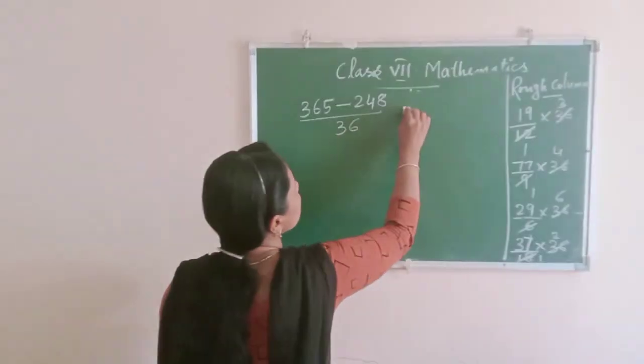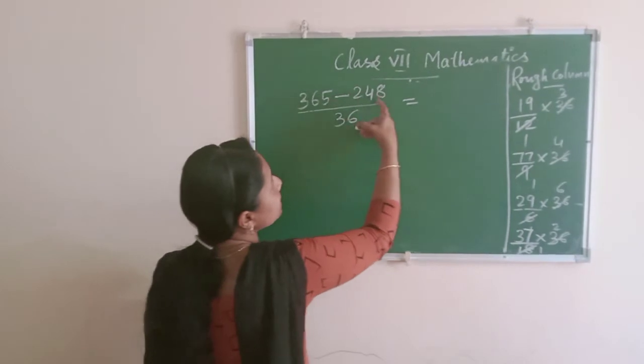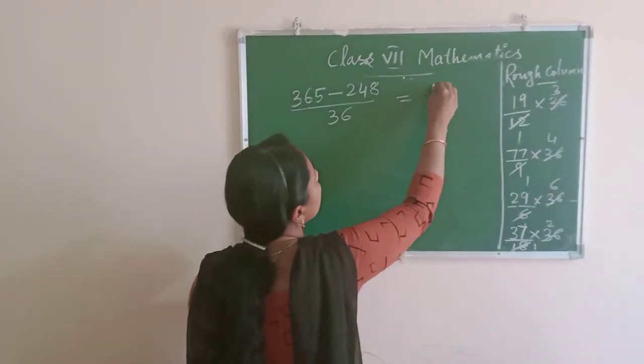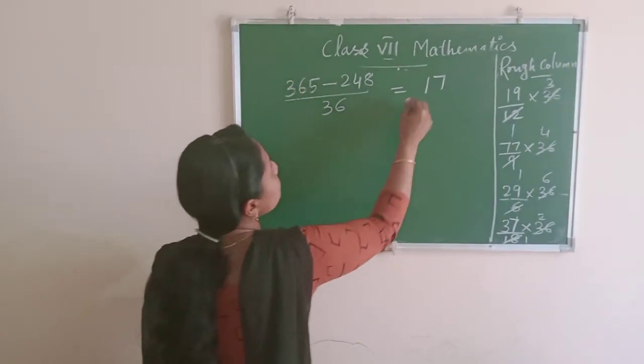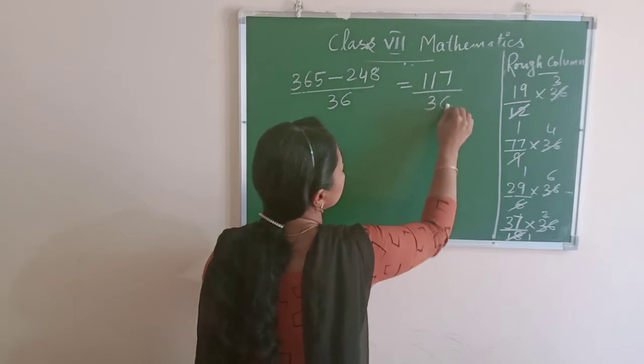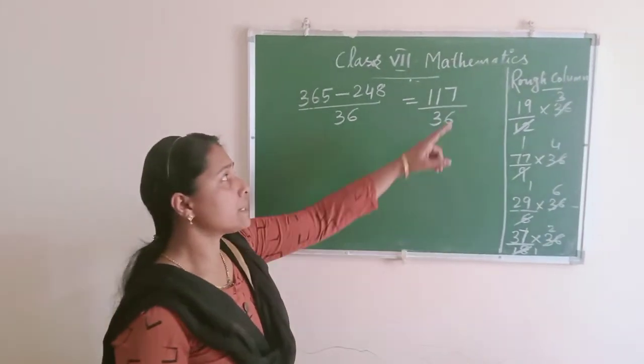After subtracting, you will get the answer. Here 15 minus 8, 7 will come and this will become 5. 5 minus 4, 1 will come, and here 3 minus 2, 1. So 117 upon 36. Now see the answer.